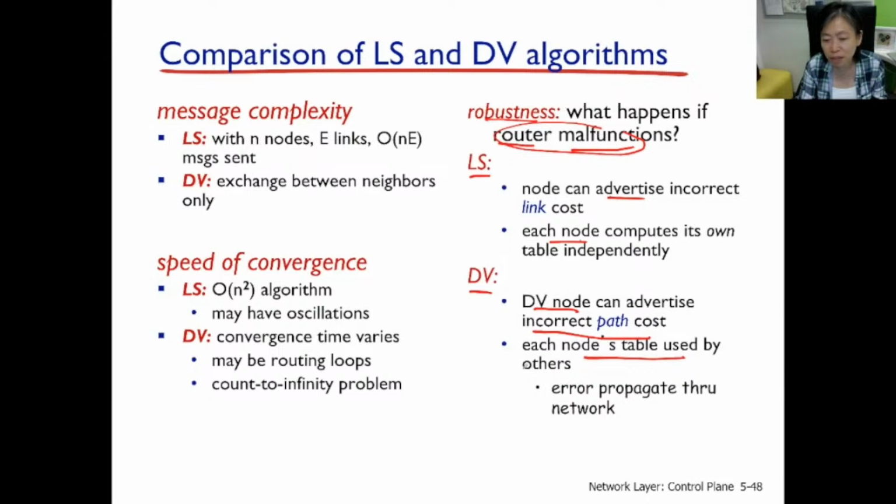Each node's table is going to be used by the others. Each node's distance vector is going to be used by others. This error is going to propagate throughout the network, and it might take a long time for the network to recover to the correct cost. It takes a long time and is not very predictable. So in terms of robustness, link state here is still winning, by a neck.